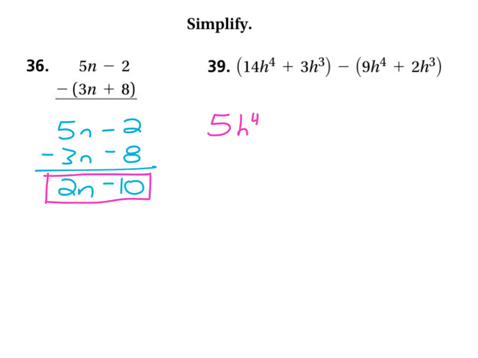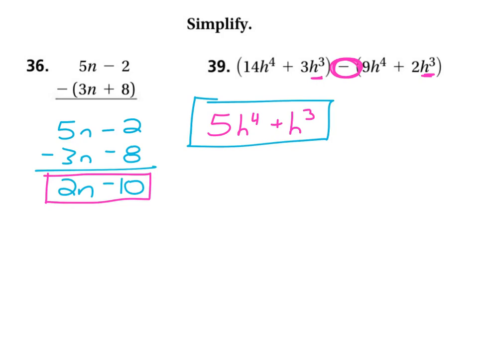Likewise, we have h cubed terms. There's 3 of them there. And here, there's 2 of them, but we're taking 2 of them away. So we've got 3 of these. Take away 2 of them. And what is 3 take away 2? It is 1. Positive 1, right? So we don't write plus 1 h cubed. We just write plus h cubed. And that's the solution for that one. Done. Just be careful when you're subtracting that you change the sign of everything.